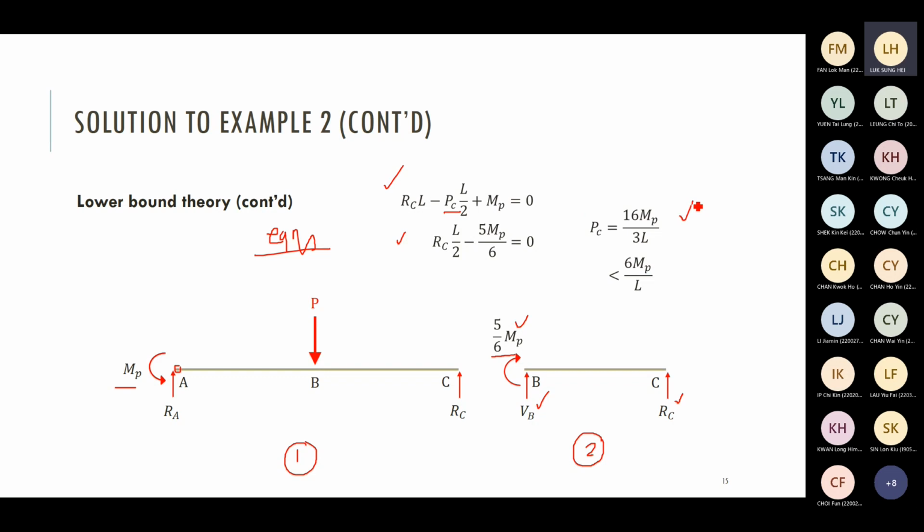So lower bound theorem firstly relies on the moment diagram, and then utilizes the plastic moment, expressing some moments in terms of the plastic moment. This will give you some extra conditions. Using the extra conditions, you can solve your equilibrium equations.